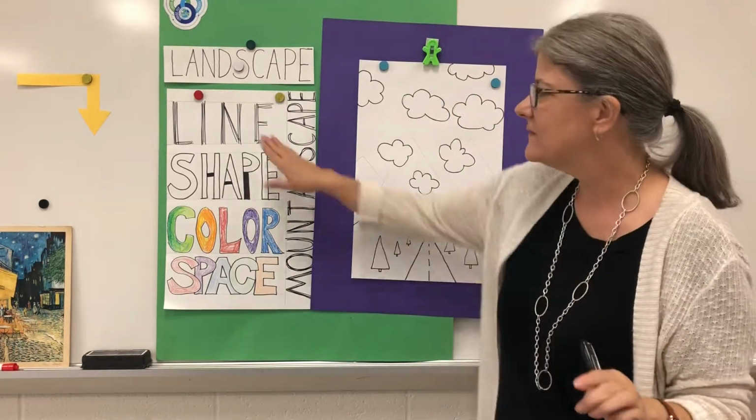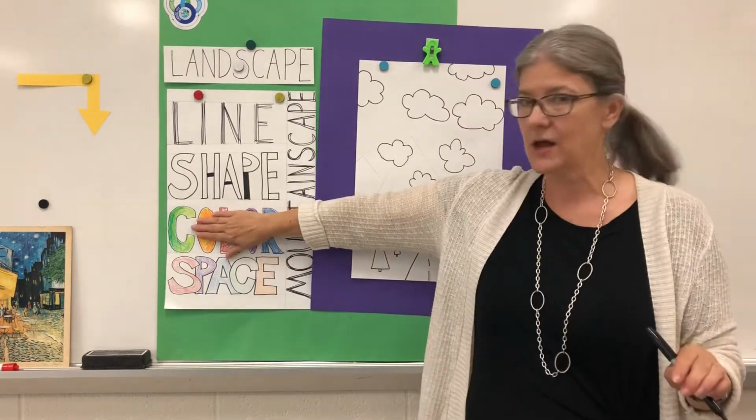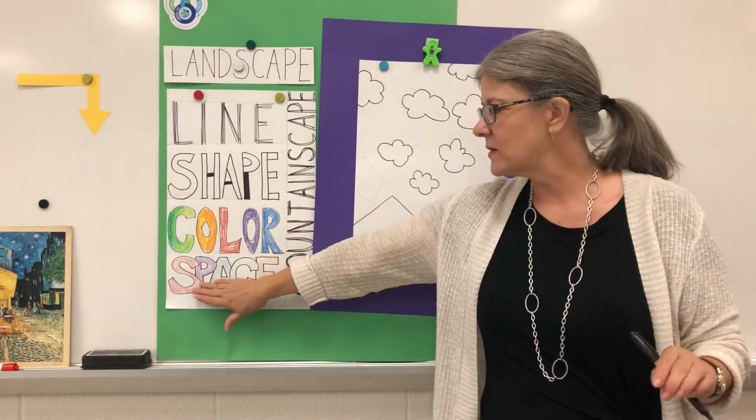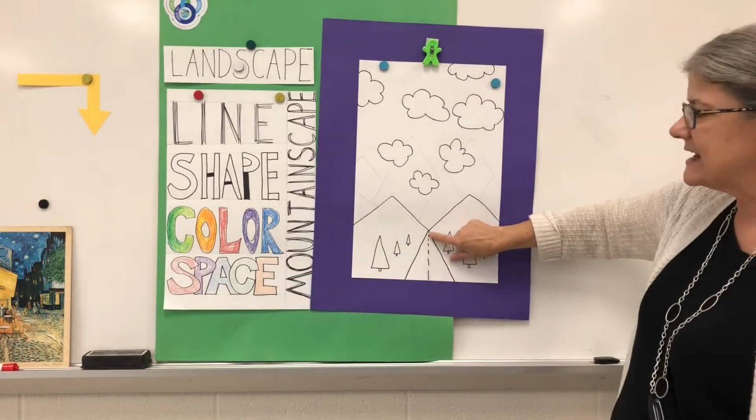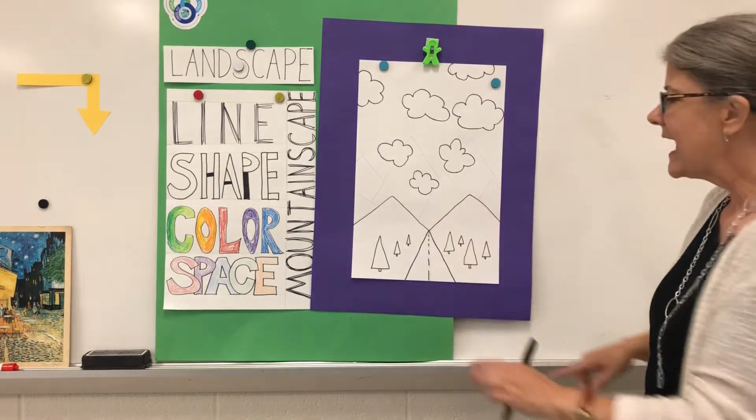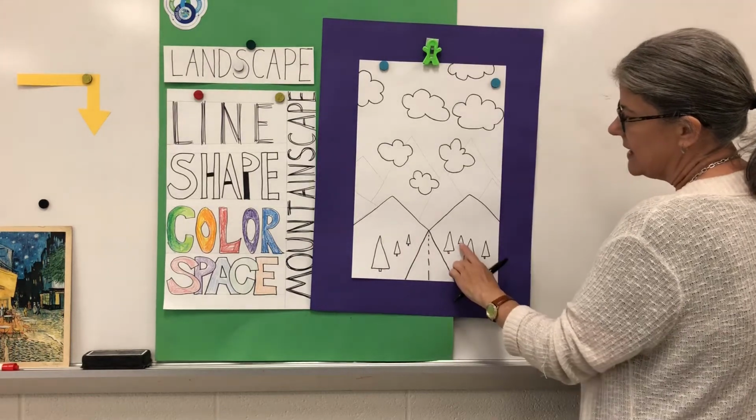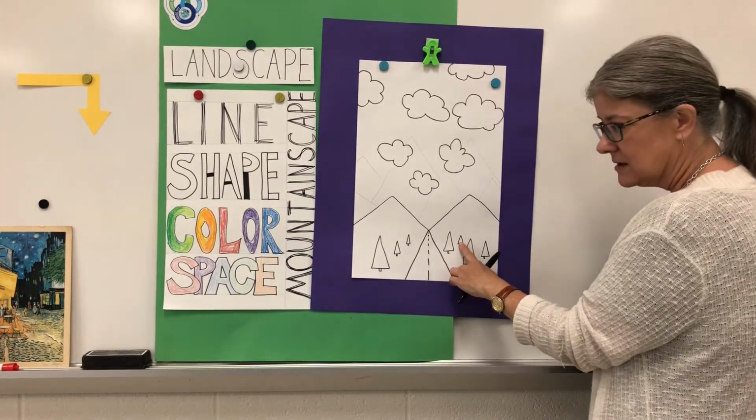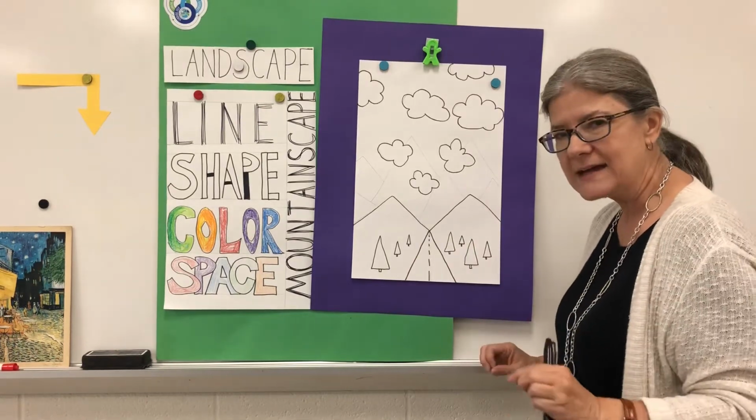Now, I've used line and shape. I haven't used any color. Now I'm going to use space again. This looks like a deep space where the road gets smaller here. And I've made large, medium, and small shapes here, but I don't have any overlapping yet. I'm going to add some now.